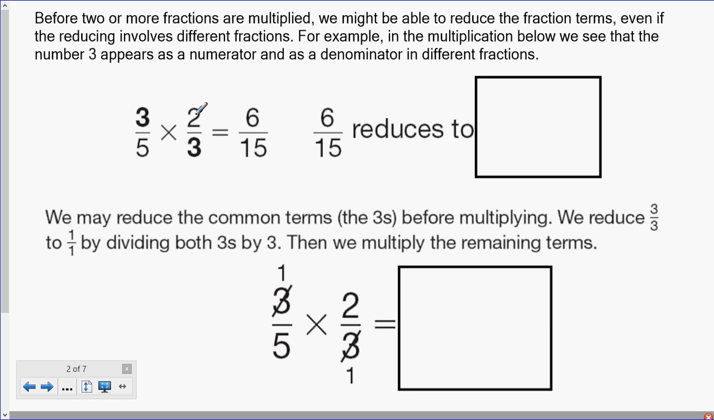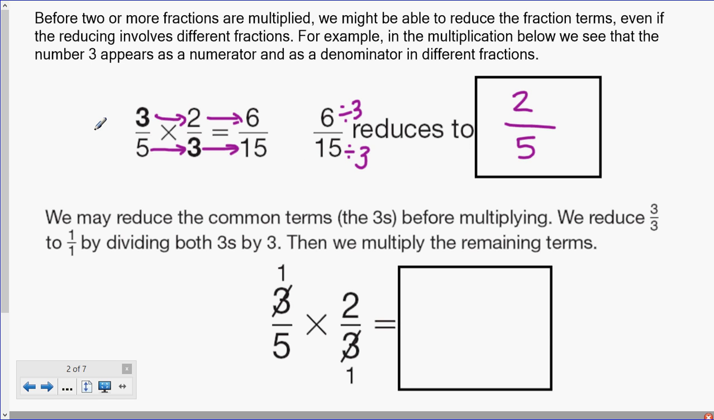3/5 times 2/3. We would multiply our numerators. You get 3 times 2 is 6. And then you multiply your denominators. 5 times 3 is 15. Then you would reduce 6/15. So we would do that by dividing by 3, which is the GCF of 6 and 15. And 6 divided by 3 is 2. 15 divided by 3 is 5. So 2/5 is the answer to that multiplication problem.